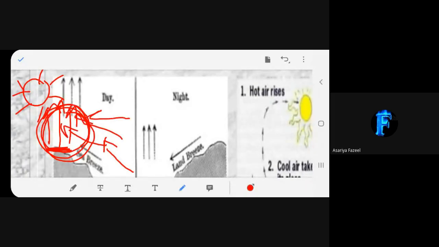Am I clear? The cold air from the sea will rush to the empty space which has been created by the air which has gone up. This much is okay? And this cycle keeps on continuing. It goes up and the cold air comes here. It goes up and the cold air comes. This is the daytime. Is there any problem? No, ma'am.